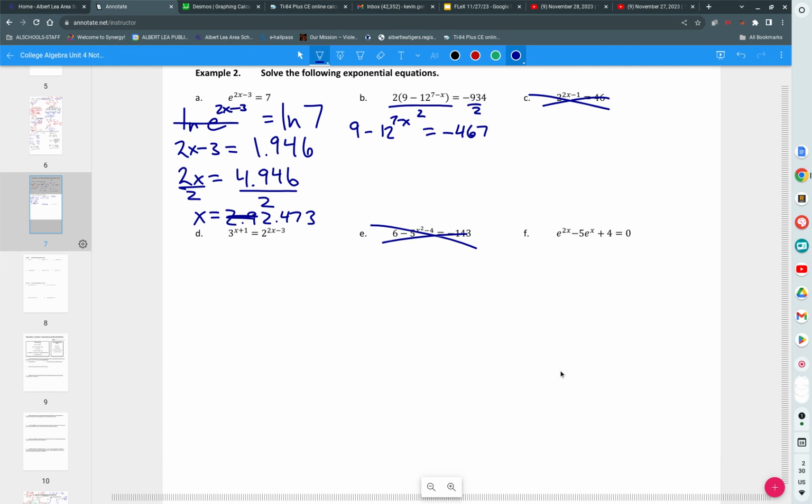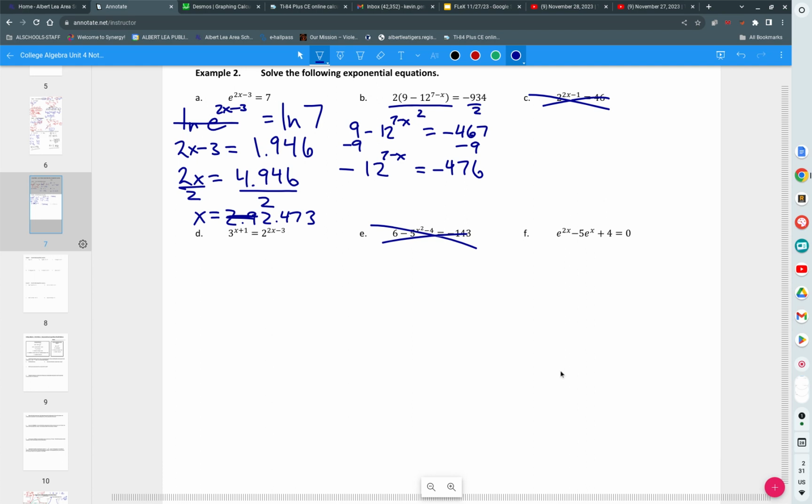What do you want to do now? We could subtract 9. Very good. Negative 12 to the 7 minus x is equal to negative 476. Now what? Can you do log negative 12?